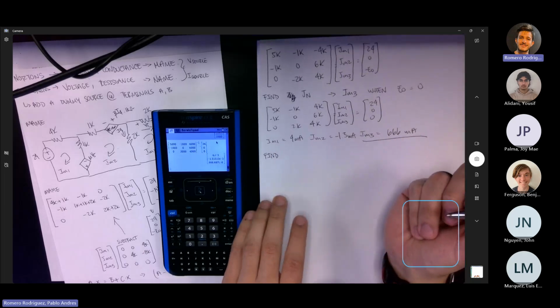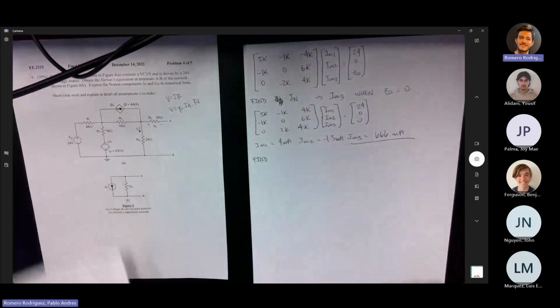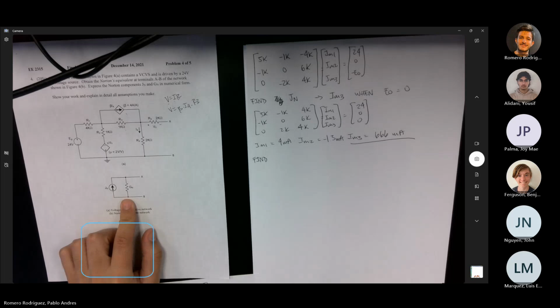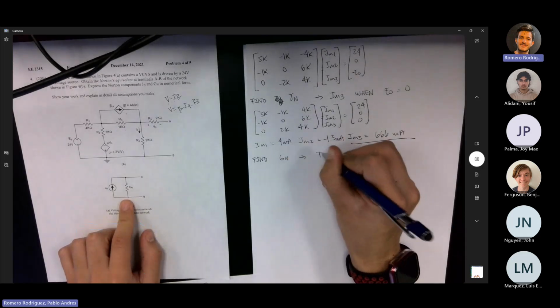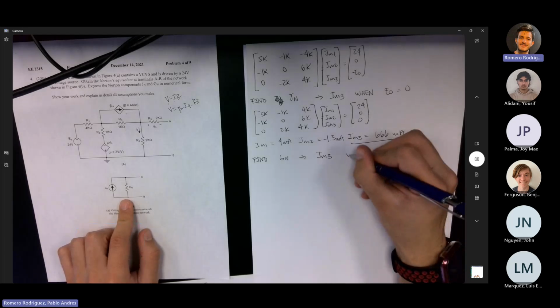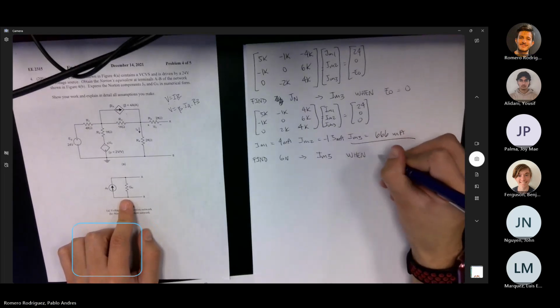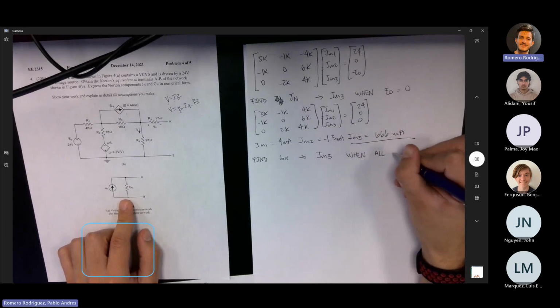So now you need to find GN, right? So GN is also going to be IM3, but when all other sources are 0.